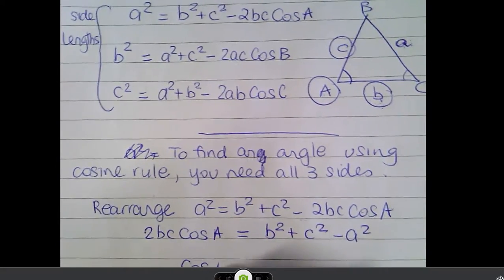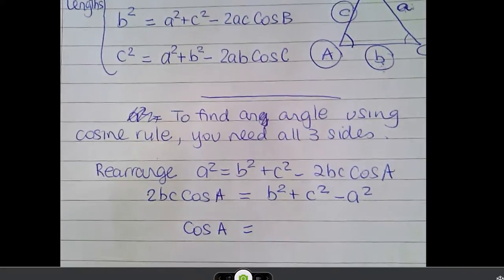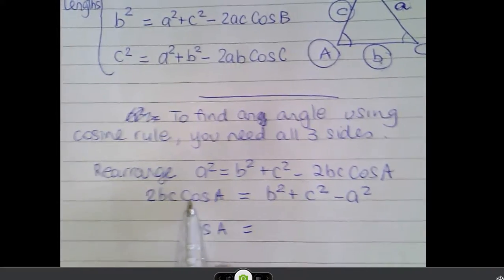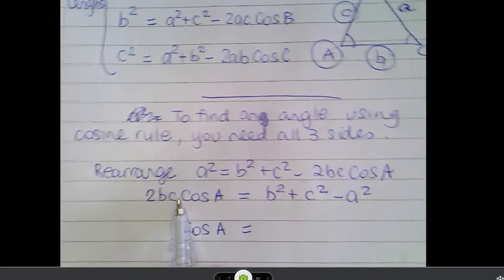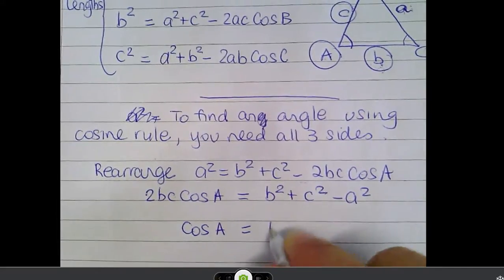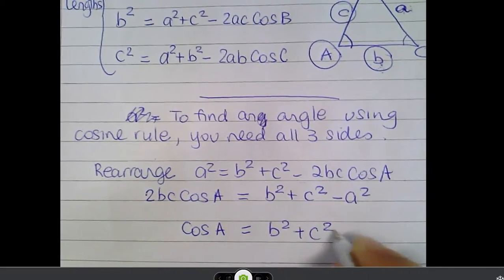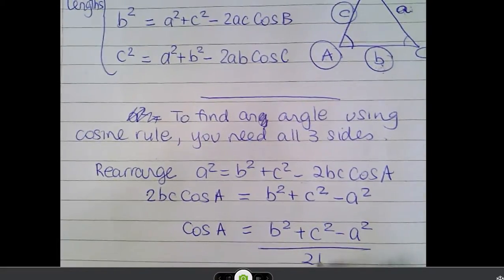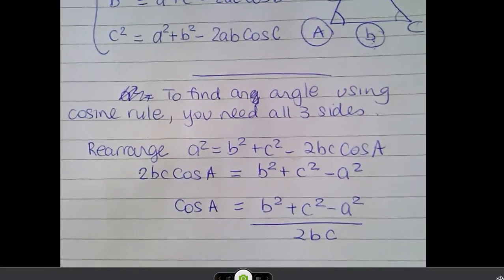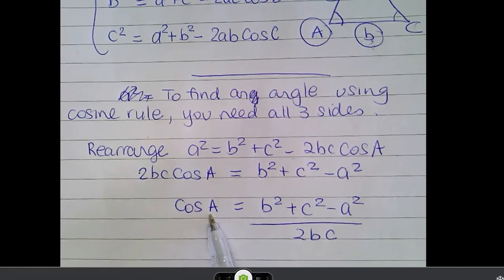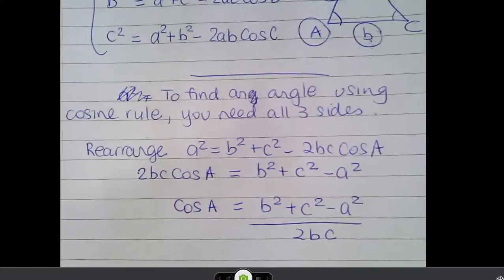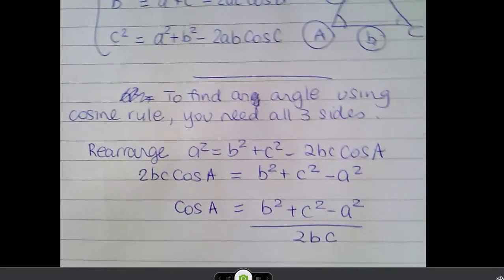Now how do I make cos A the subject? 2bc, is that plus cos A minus times or divide? It's times, so divide by 2bc. And that's the formula. That is the formula to find an angle. Cos A is b squared plus c squared minus a squared over 2bc. That's the formula for cos A.